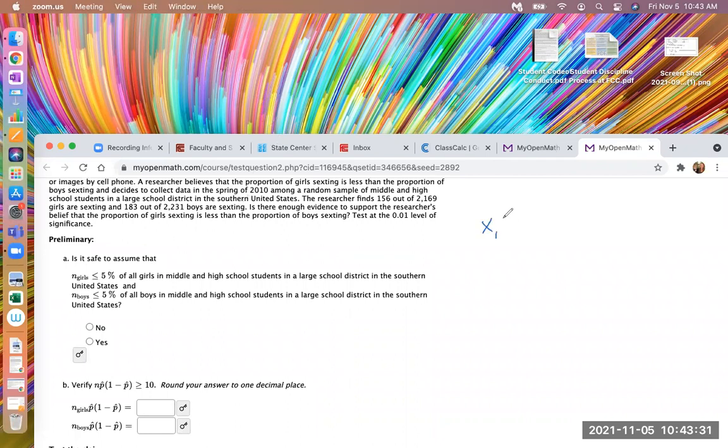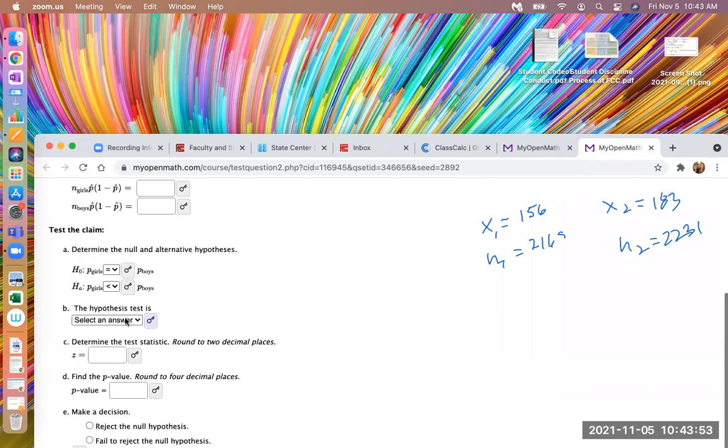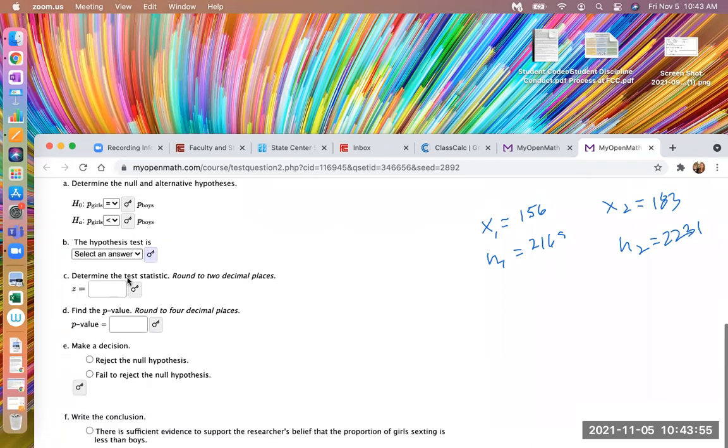Okay, X1 was, population 1 was the girls. So X1 is the girls, 156. And N1 was 2169. X2 was 183, and N2 was 2231. And so now I have all my information. Now I can run my hypothesis test and find the Z and P at the same time.